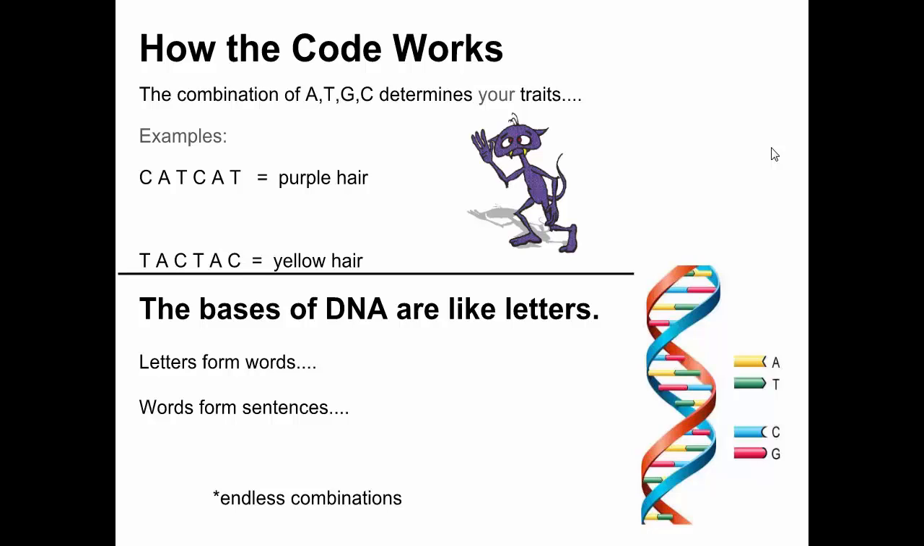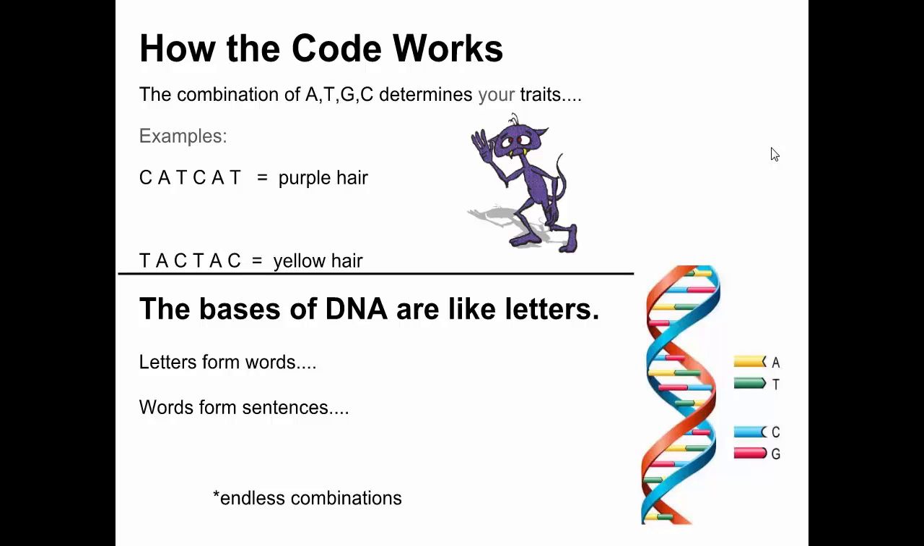So how the code works, I think it's a couple pages before. The combination of your bases, the A's, T's, G's, and C's, all determine your traits. They tell you what you're going to be, what you're going to look like. For example, if you have a combination of six bases, C-A-T, C-A-T, you can have purple hair. If your combination for hair color is TAC, TAC, you could be born with yellow hair. If it's ATC, ATC, you could have green hair. That combination is what gives you your traits.